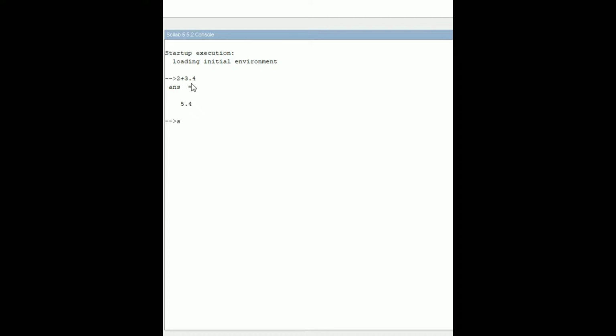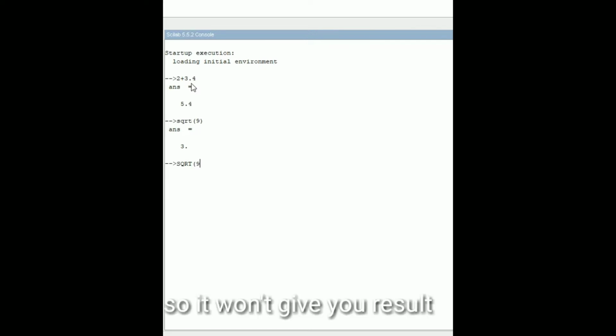Also SQRT stands for square root. Look at this one. Or if you write anything else, or in capital SQRT, you should know Scilab is case sensitive, so it won't give you a result.